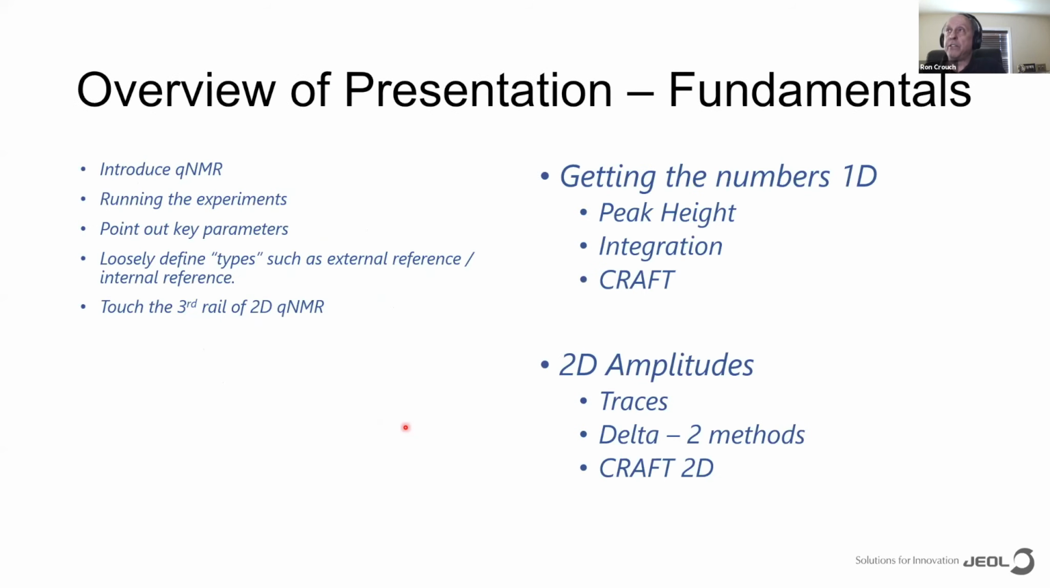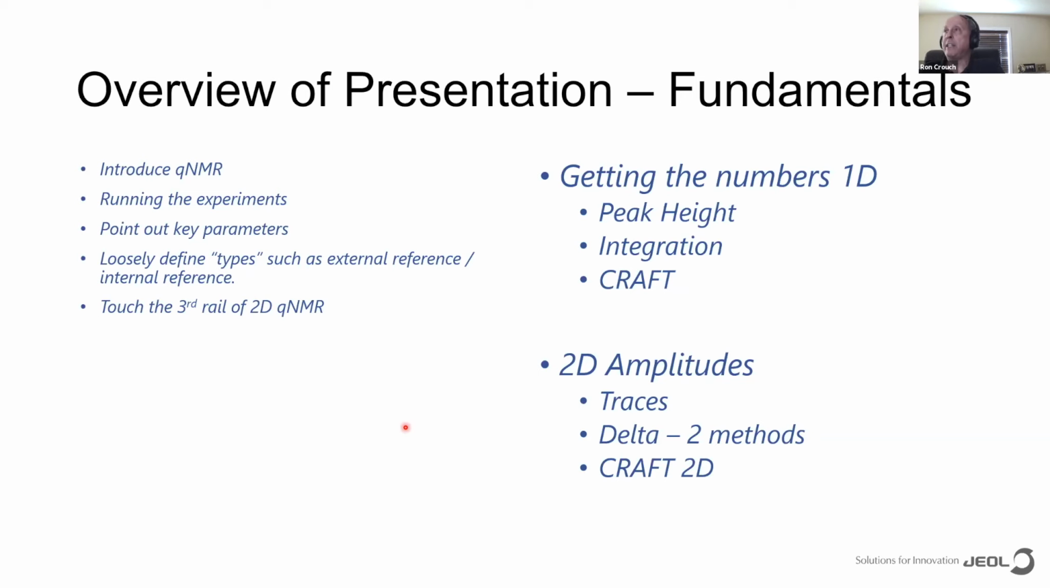Now, when you talk about doing quantification by NMR, part of it is getting the data, but then the next part is getting the numbers. So there are different ways to do it. 1D peak height integration or CRAFT, we'll touch on this. And in 2D amplitudes, we can look at traces. Delta is just a reference to one of the JEOL software tools where I can extract cross peak volumes.